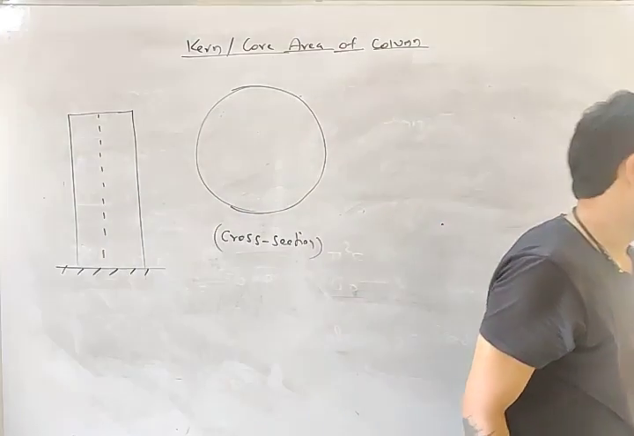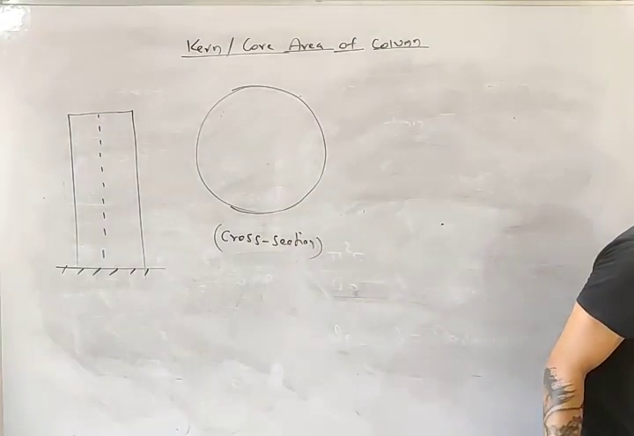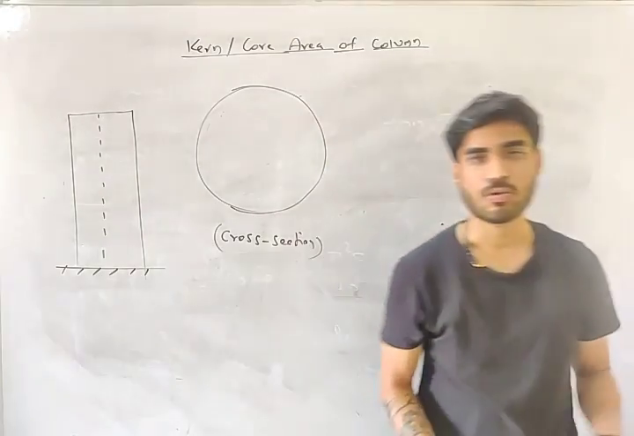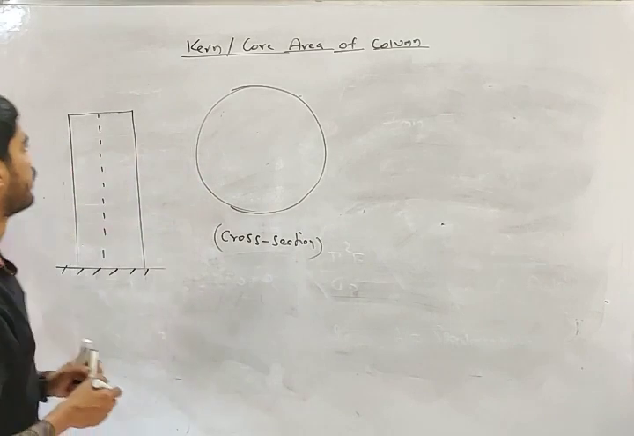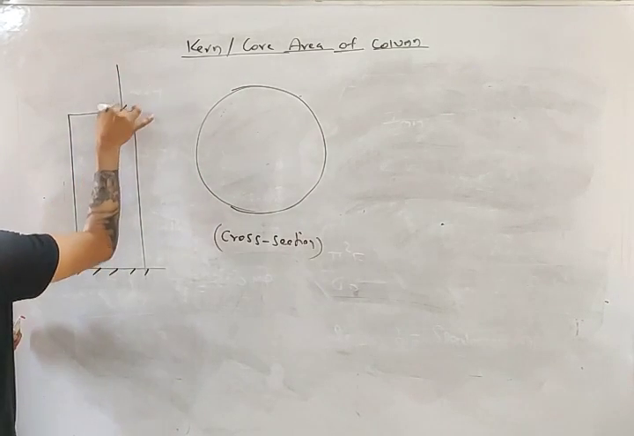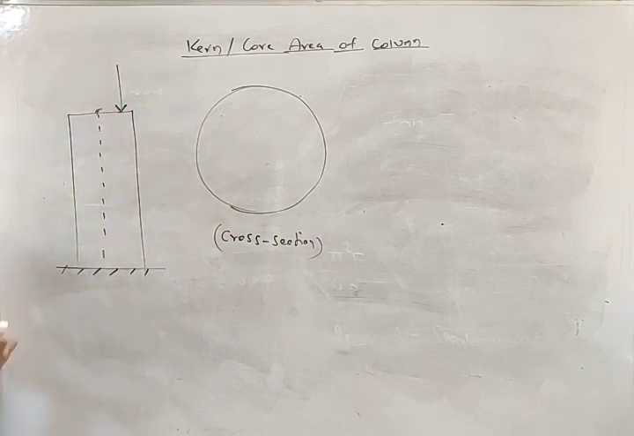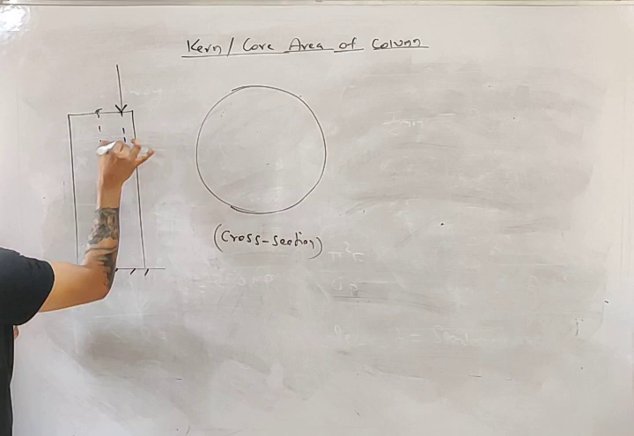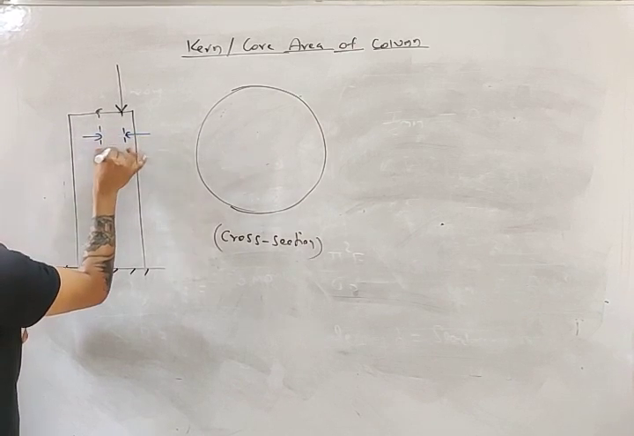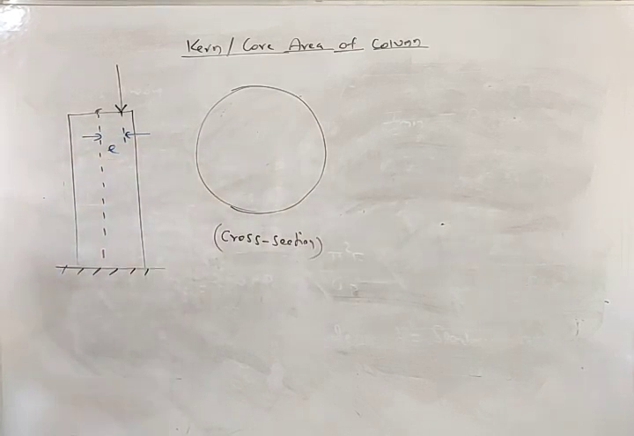Let's say it is subjected to an axial load, but the axial load is not acting at the centroid. Let's say the axial load is eccentric. What is eccentric? Eccentric means the load is not passing through the centroid. Let's say the distance from the centroid is E.